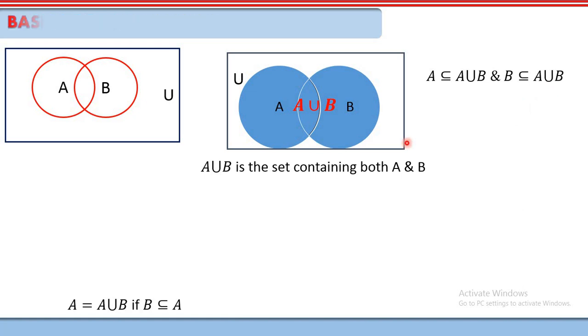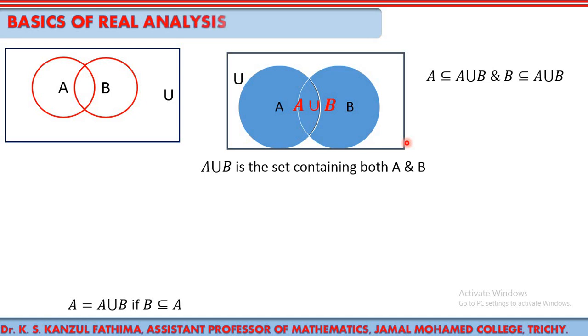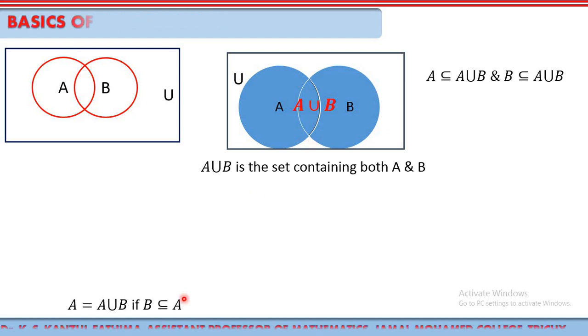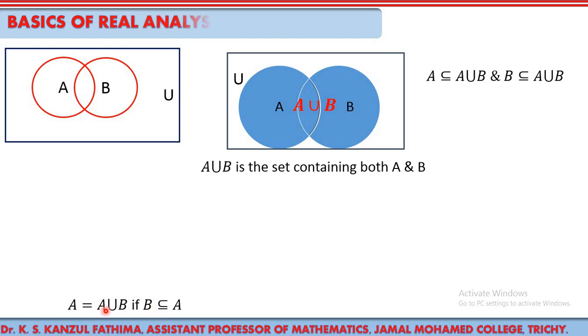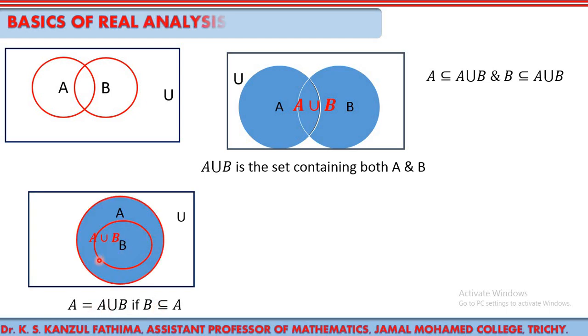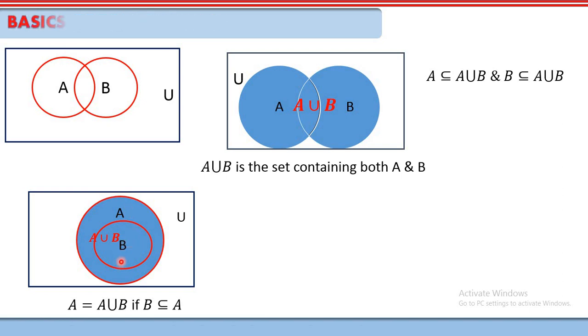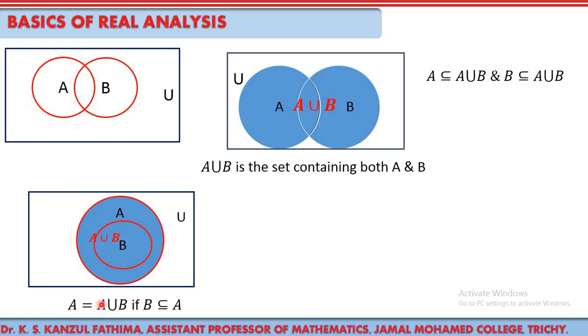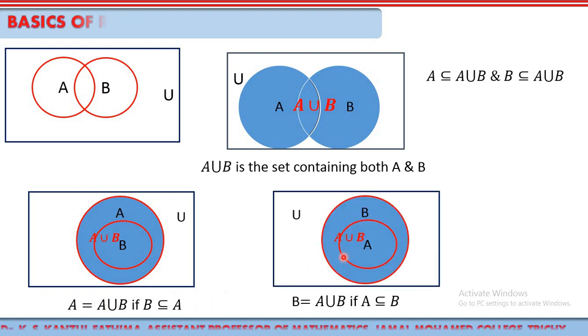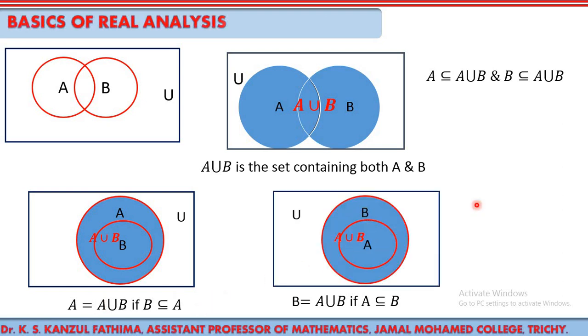If any one set is a subset of the other, then A union B will be equal to the larger set. For example, if B is a subset of A, then A union B will be equal to A. In this diagram, we see that B is a subset of A and A union B will be equal to A. If A is a subset of B, then A union B will be equal to B. These results are used to prove theorems.